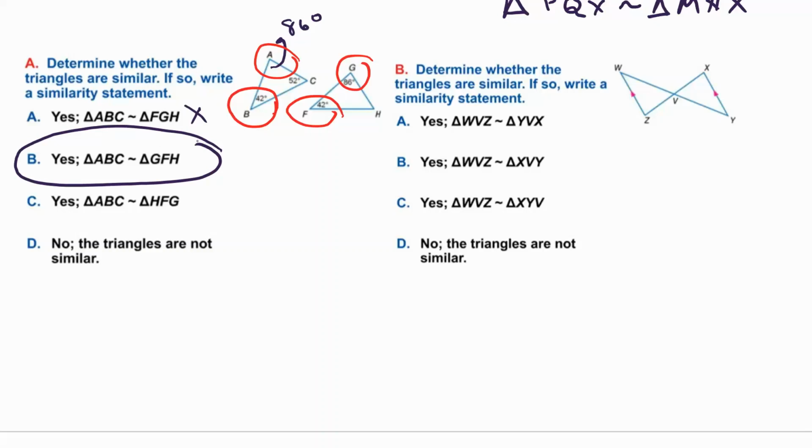In problem B, we're asked again to determine if the triangles are similar. We have parallel lines. So we know that Z and X are congruent. We know that Y and W are congruent, both because they're alternate interior angles. So we know that Z and X line up, W and Y. So it'd be the yes one, and it'd be by AA similarity.